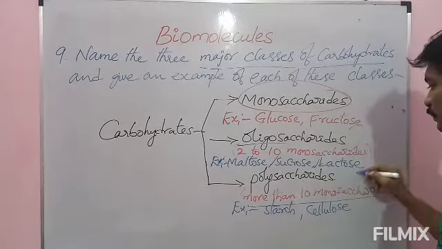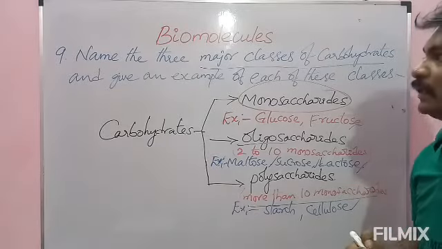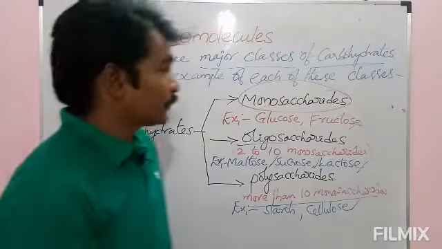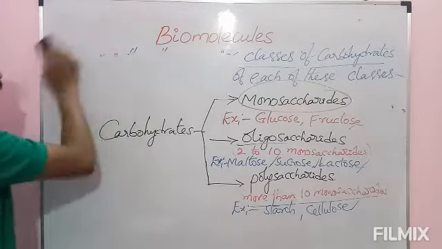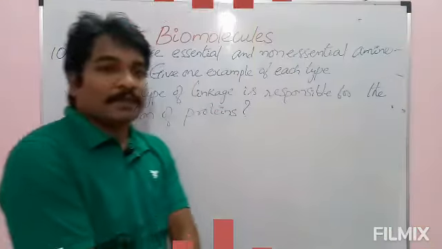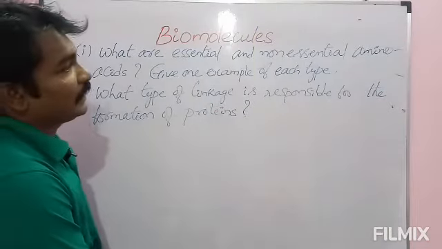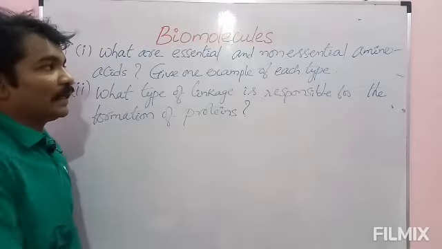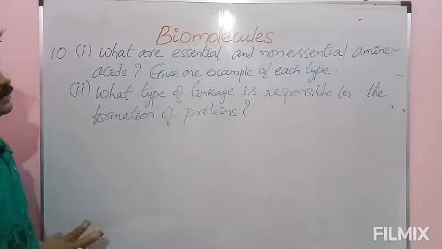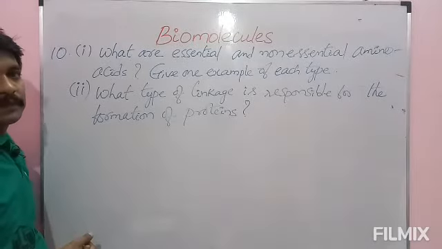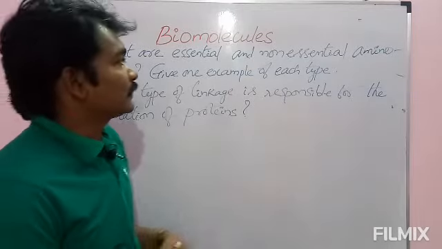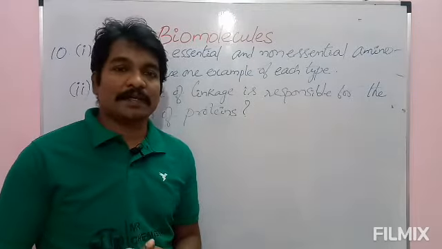Okay, and examples. Please note down this one, and we will continue with the last one, that is the 10th one. Okay, and once you check the 10th one, what are essential and non-essential amino acids? Give one example of each type. Essential, non-essential. Essential in the sense compulsory, we need those things. Non-essential, even though we are not taking, no problem.